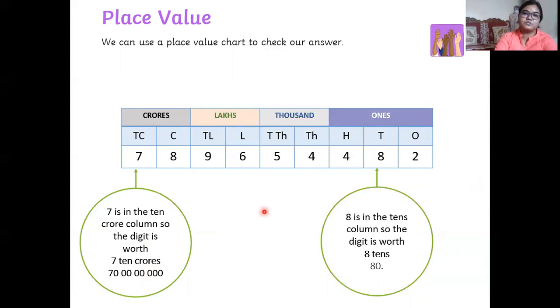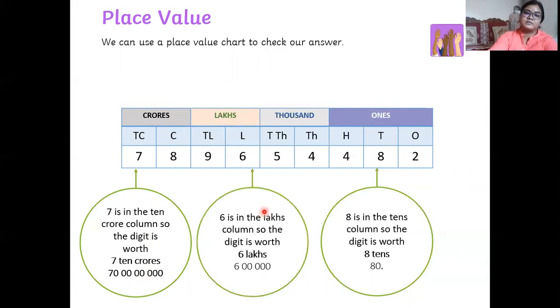The next underlined digit was 6. So 6 is in which place? It is in the lakhs place. So the place value of 6 is 6 lakhs. So write the 6 in the lakhs place, and all the rest of the places should be filled up with zeros. So this is how you are able to write 6 lakhs in figures. So this is how you will make use of the place value chart in order to write the place value as well. I hope this is very clear to all of you.